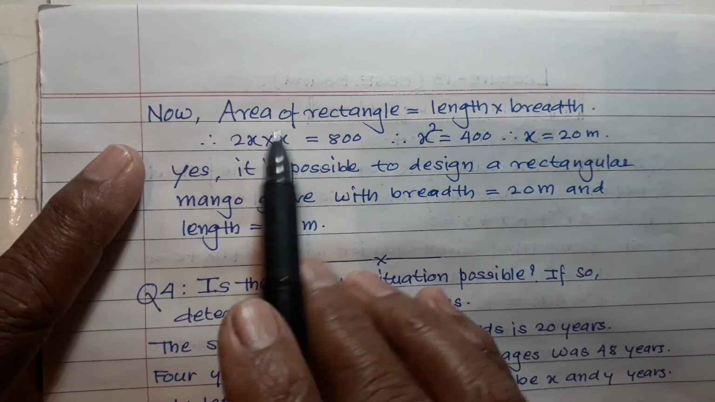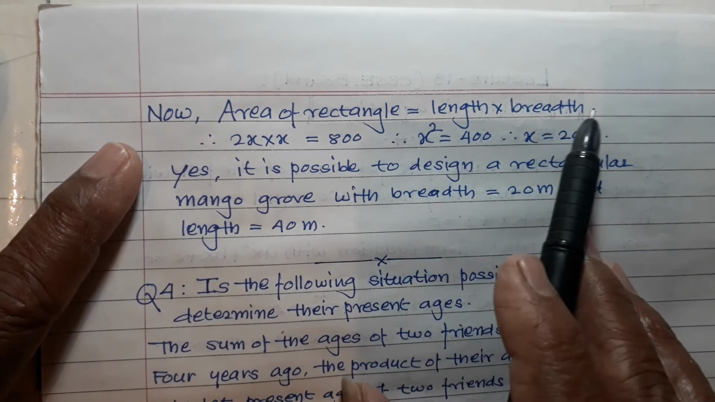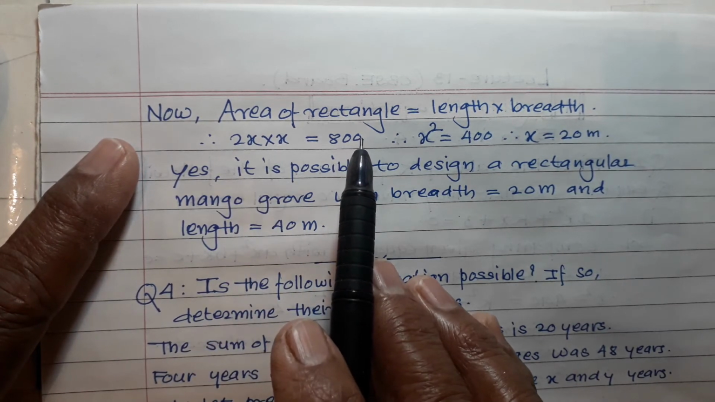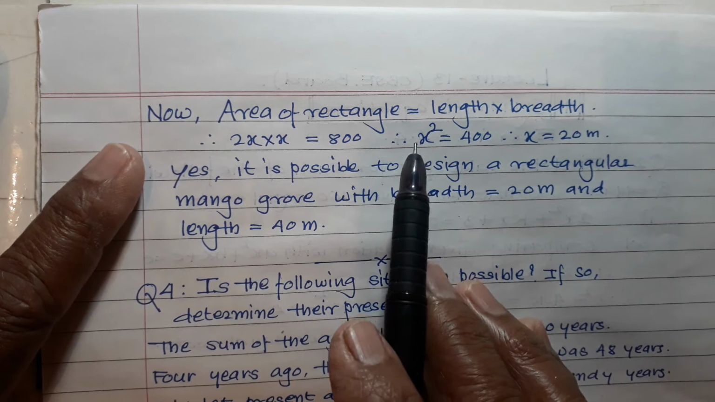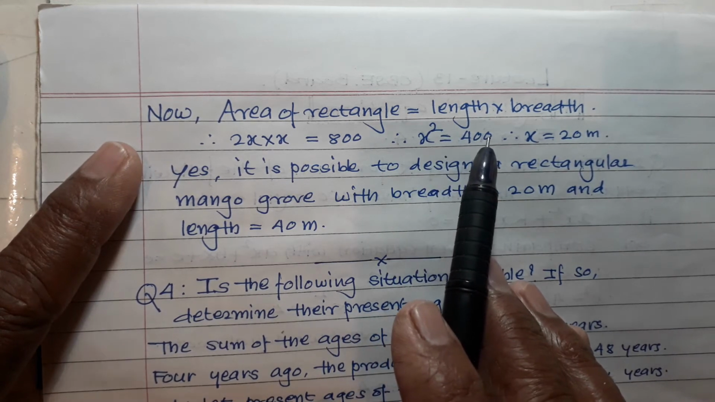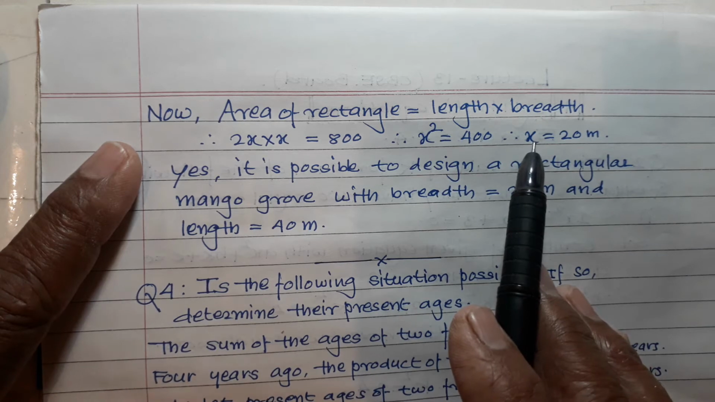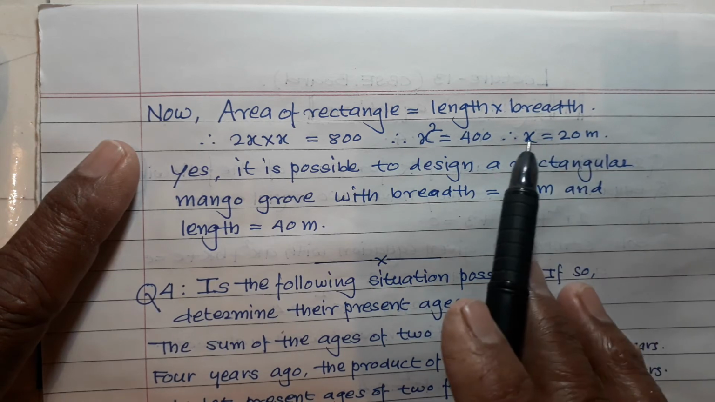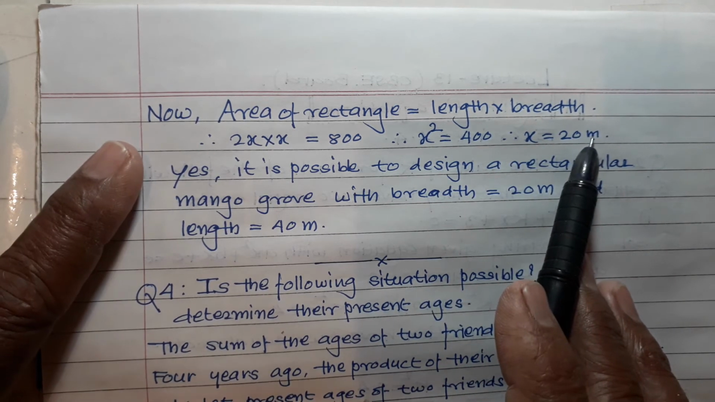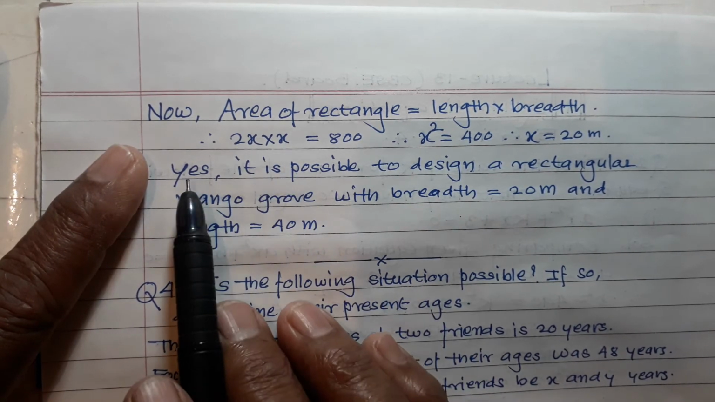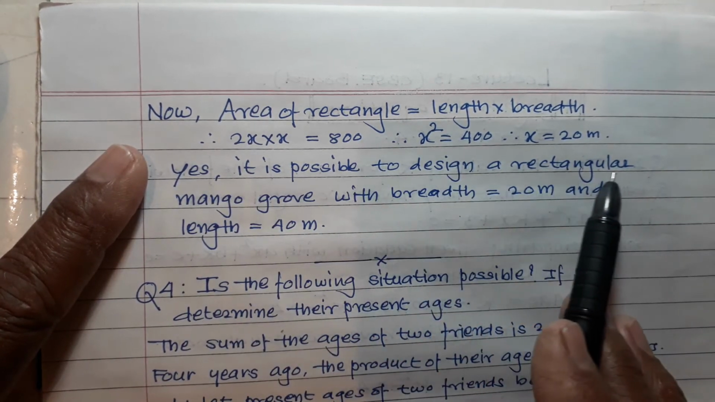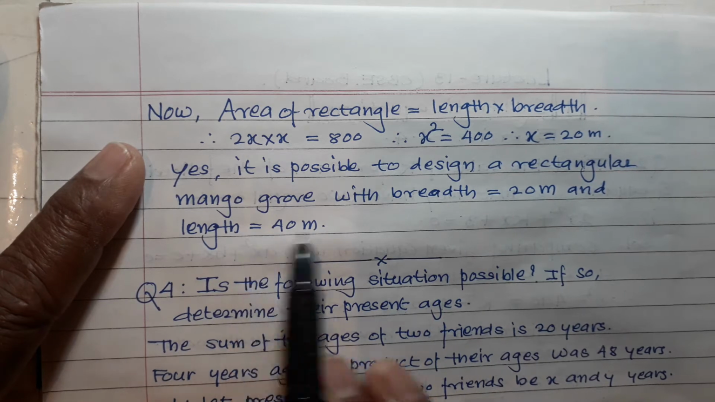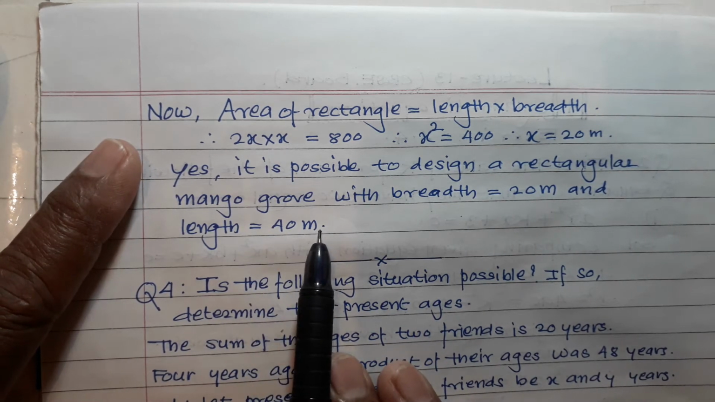Now area of rectangle is equal to length into breadth, and therefore 2x into x is equal to 800, and therefore x square is equal to 400, and therefore x is equal to plus minus 20 meters. But since it is a length, it is positive, so x is equal to 20 meters. Okay, so yes, it is possible to design a rectangular mango grove with breadth equal to 20 meters and length equal to 40 meters. Okay.